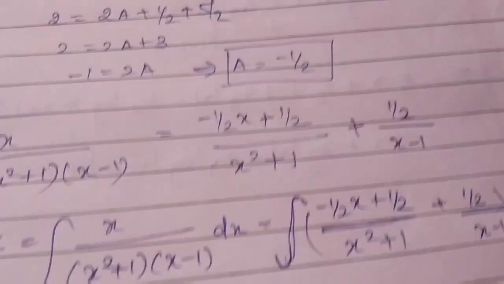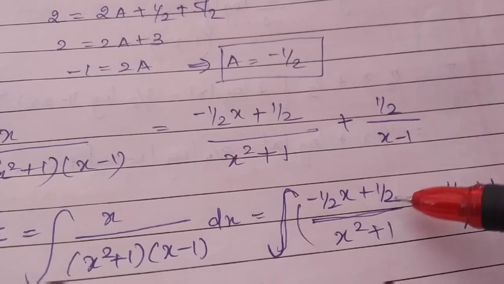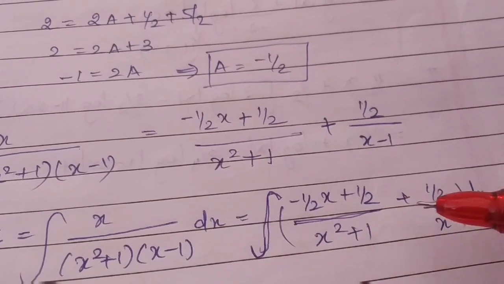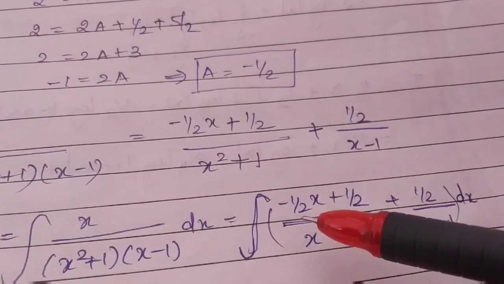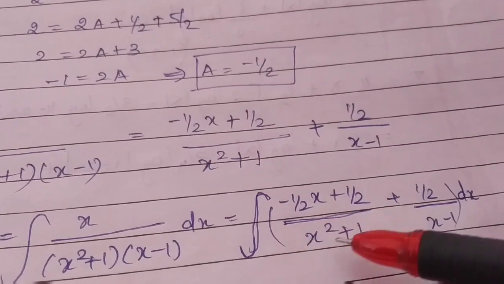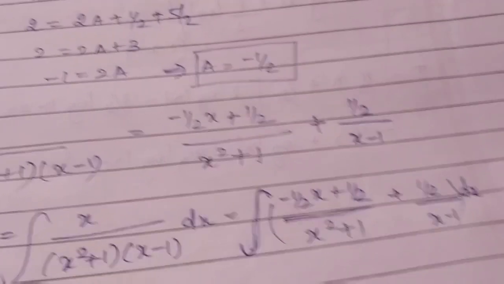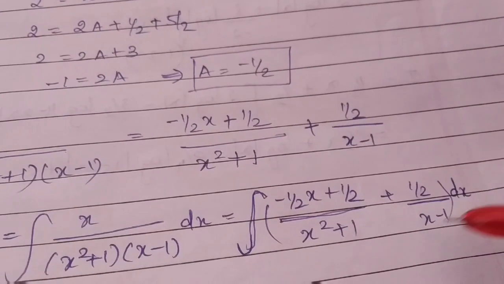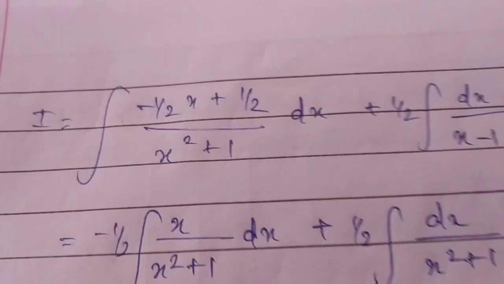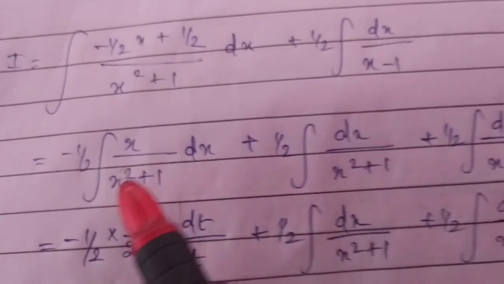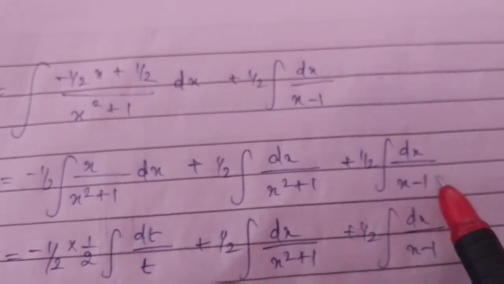After separating, it is the integral of (minus 1 by 2 into x plus 1 by 2) divided by (x squared plus 1), plus 1 by 2 into 1 by (x minus 1), dx. When you separate, you get minus half into x divided by x squared plus 1 dx, plus half divided by x squared plus 1 dx, plus half into 1 by (x minus 1) dx. That will be your integral. Here I am splitting this one into 2 integrals and writing the same thing.